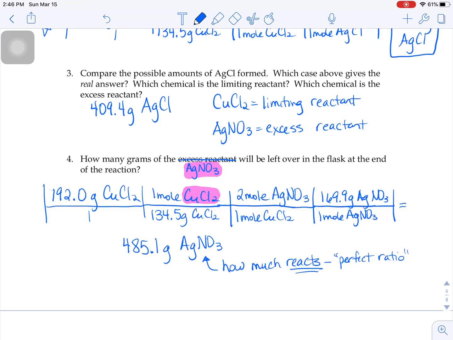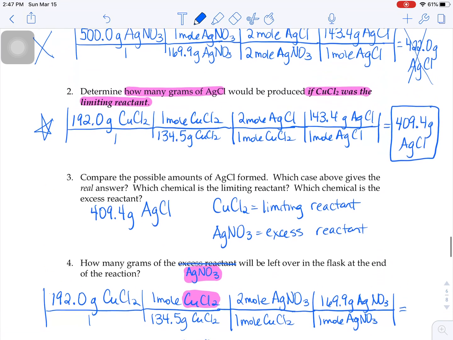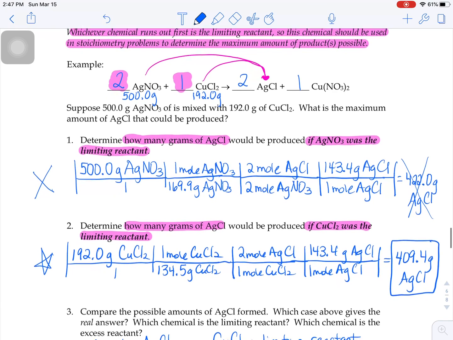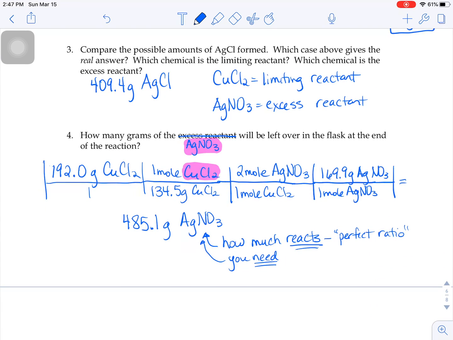What that means is if you have 192 grams of copper 2 chloride, you need exactly 485.1 grams of silver nitrate to react with it, and then have both chemicals run out at the exact same time, which isn't quite what this question was asking for. So this amount is how much silver nitrate you need to complete the reaction. But how much silver nitrate did we have? When you look up at the beginning of the problem, we said that we have 500 grams of silver nitrate. But this problem tells us that only 485 of those are actually going to react.